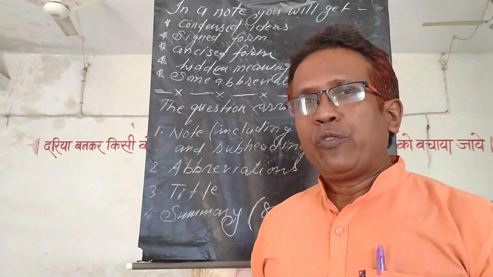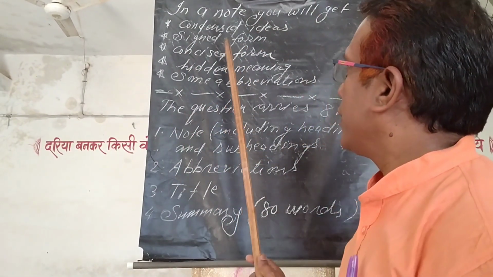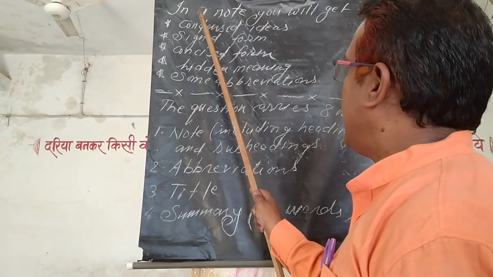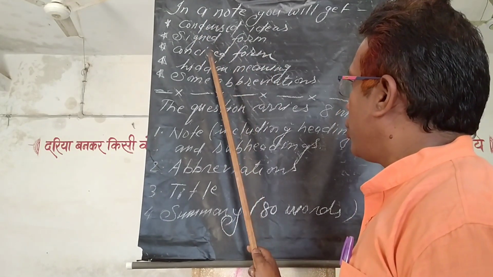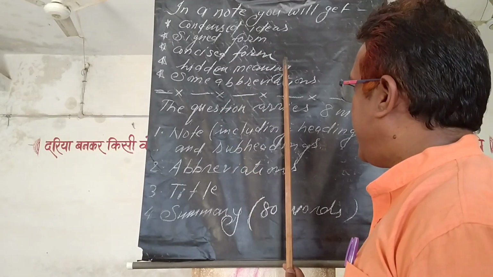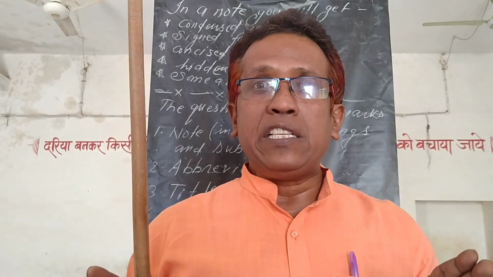Now what will you get in a note? Look at the blackboard. In a note you will get condensed areas, signed form, concise form, hidden meaning, some abbreviations. Means in note making some of the information is overlapped or removed, and only the condensed form and only the gist of the passage is given.